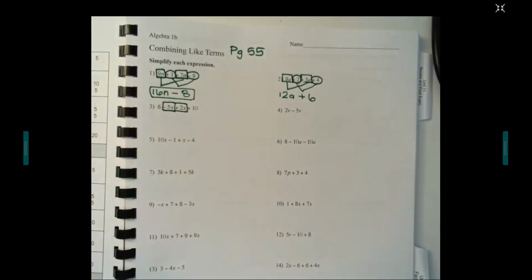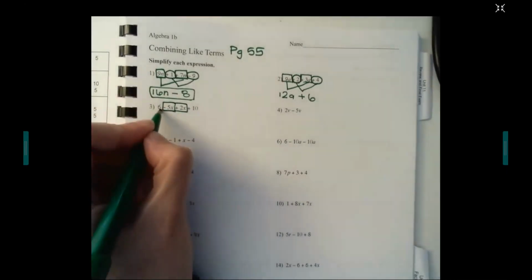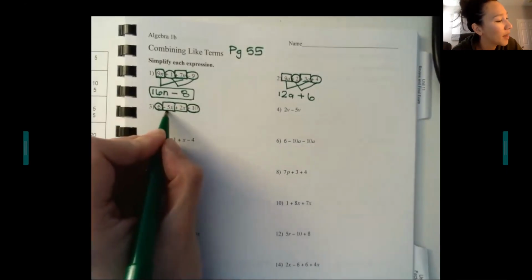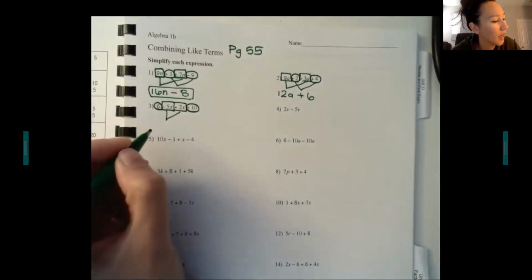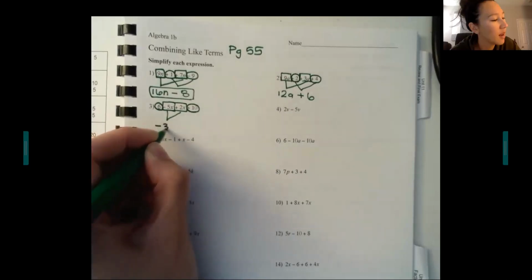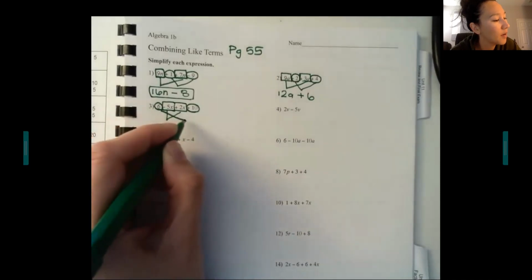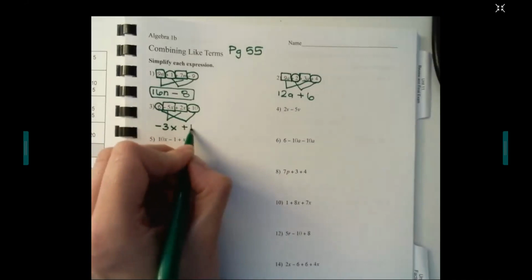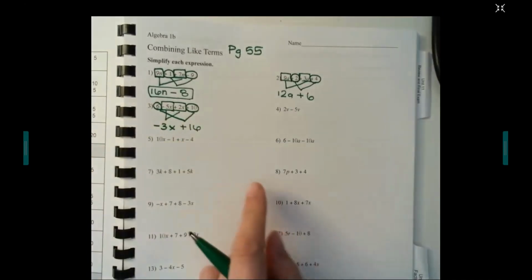I circled the 6 and the 10. Good. Okay, so then what do you get when you combine the negative 5x and 2x? Negative 3. Good. Negative 3x. And then what do you get when you combine the 6 and the 10? 16. Very good. Thank you, Amari.